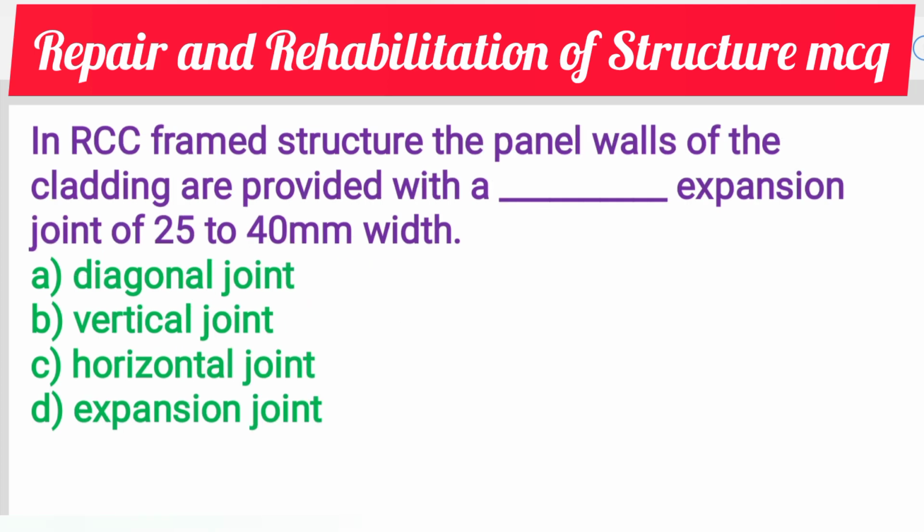Next question, in RCC framed structure, the panel walls of cladding are provided with dash expansion joints of 25 to 40 mm width. Option A diagonal joint, option B vertical joint, option C horizontal joint, option D expansion joint. So the correct answer is option C horizontal joints.